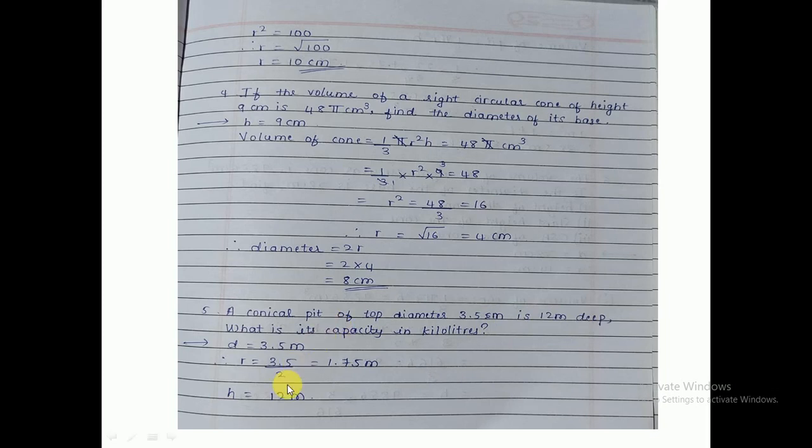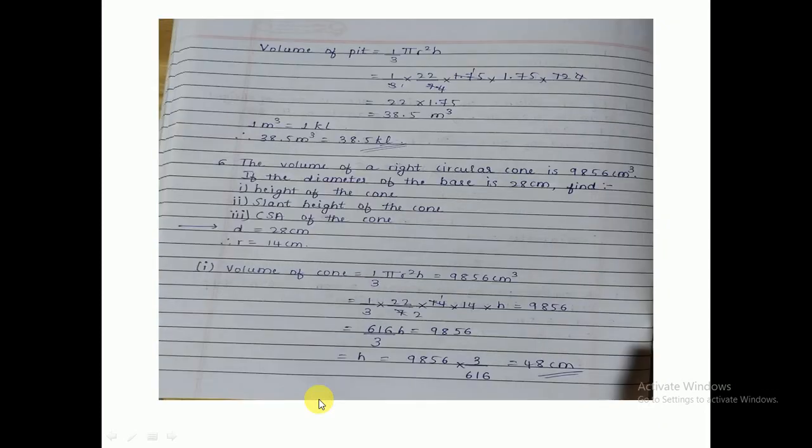So what is given here? Diameter is given, 3.5 meter. Then radius is 3.5 divided by 2. Then h is equal to 12 meter. So diameter, radius and height. Then volume of pit is equal to 1 by 3 pi r square h. So then 1 by 3 into 22 by 7 into 1.75 into 1.75 into 12. So then simplification and all you can observe now.